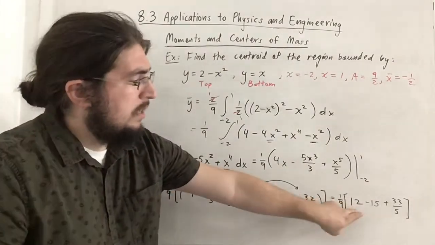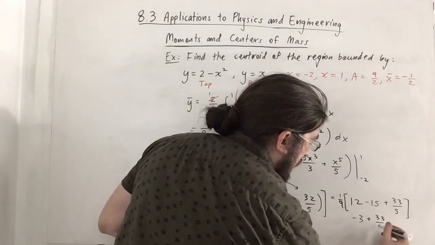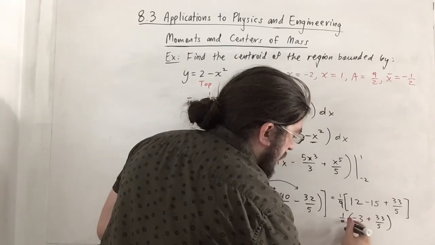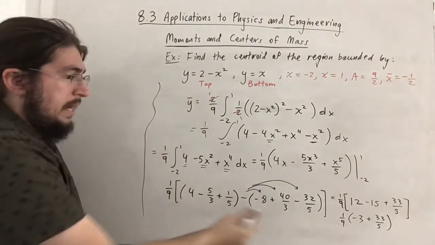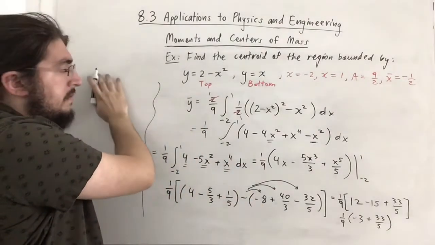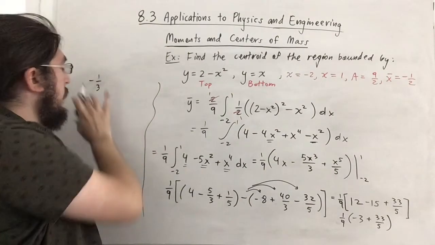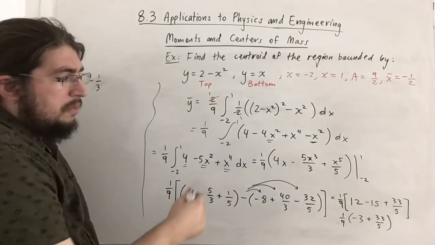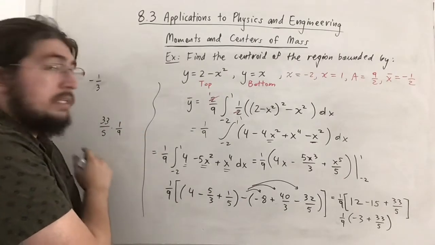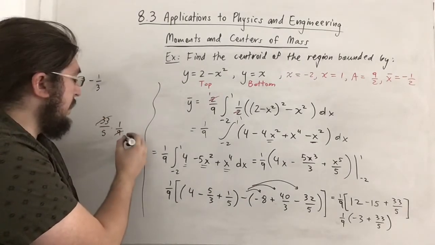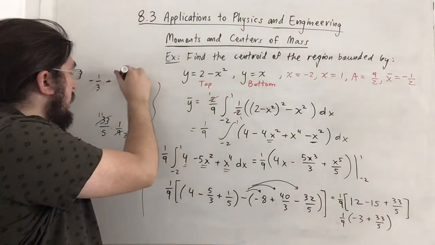Now notice 12 minus 15 is -3. So this is -3 plus 33 over 5. If we distribute that 1/9, we get -3/9, which is -1/3. And plus 33 over 5 times 1/9. But notice 33 is 11 times 3, so you can cancel by dividing by 3. So you really get 11 over 15. And again, that's positive, so it's 11 over 15.